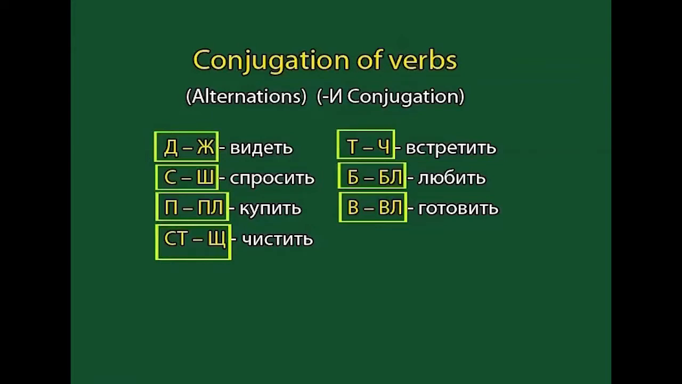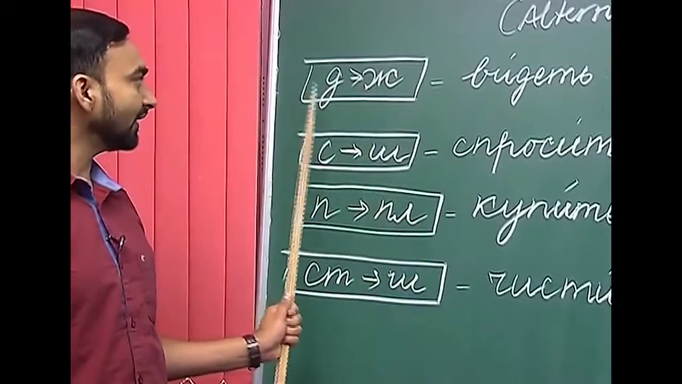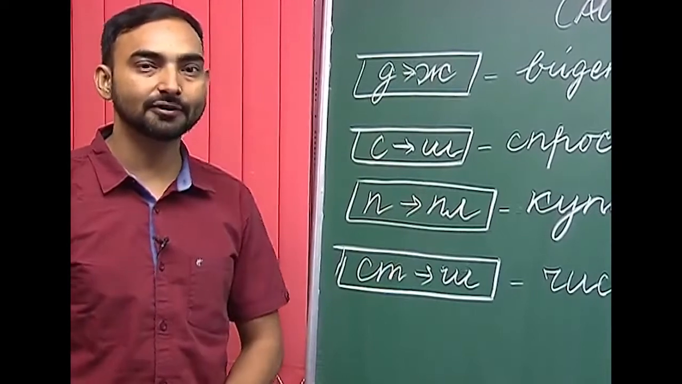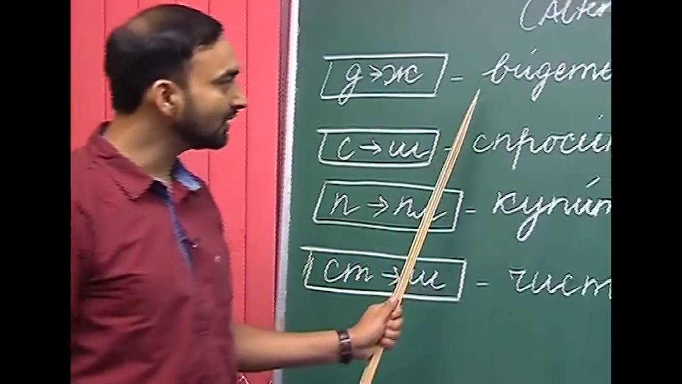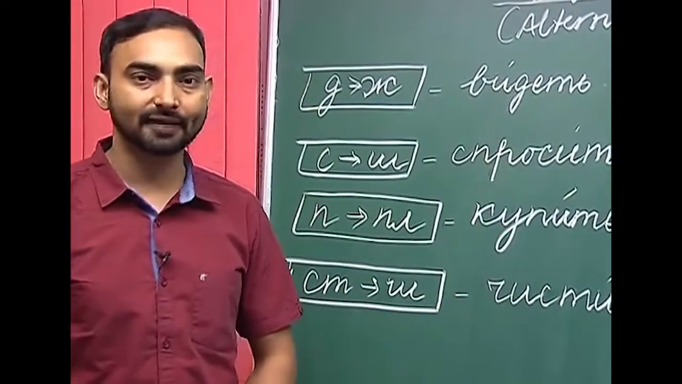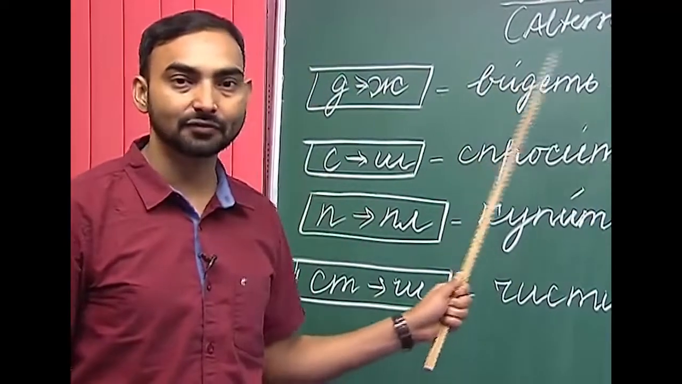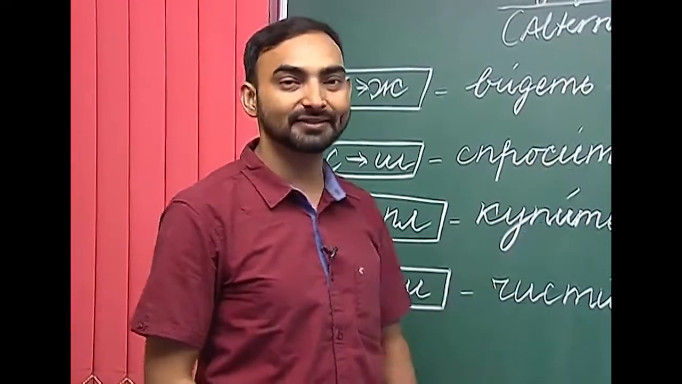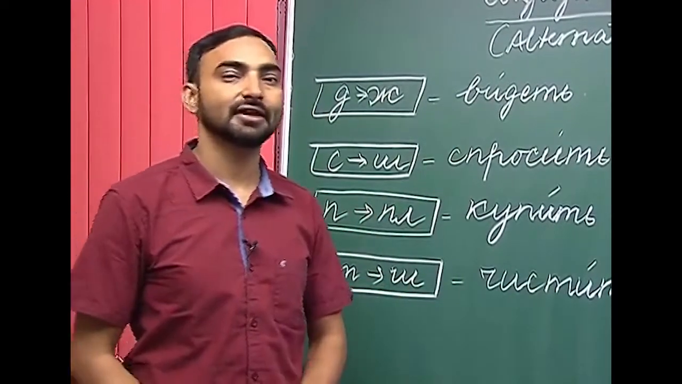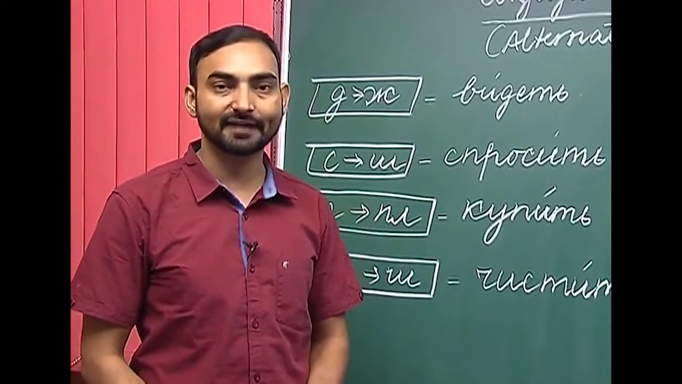ya. The first alternation happens when the consonant d changes to zh in the first person singular. For example, if you conjugate this verb vijit, the conjugation we have already discussed, ya viju. So, this d changes to zh, ya viju, but ti vijish. From ti onwards, ti vijish, onana vijit, mi vijim, vi vijite, ani vidyat.